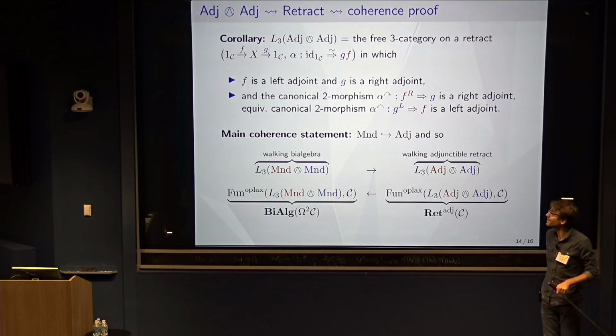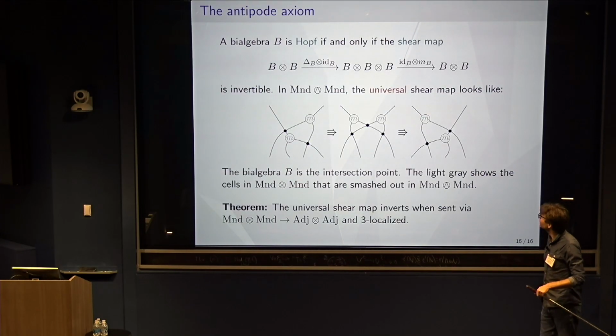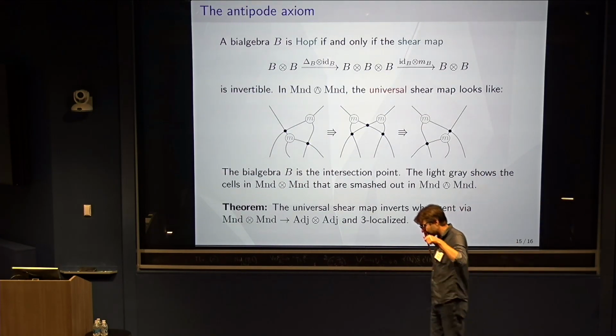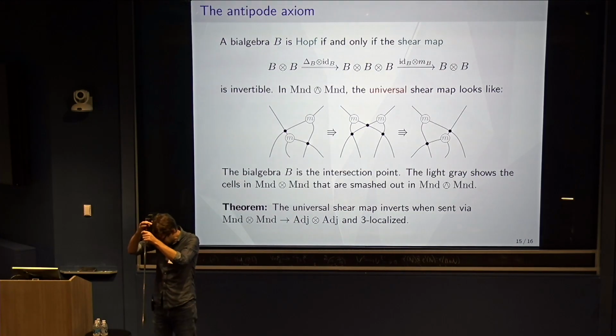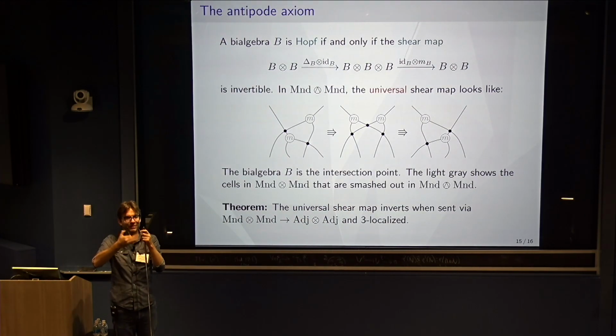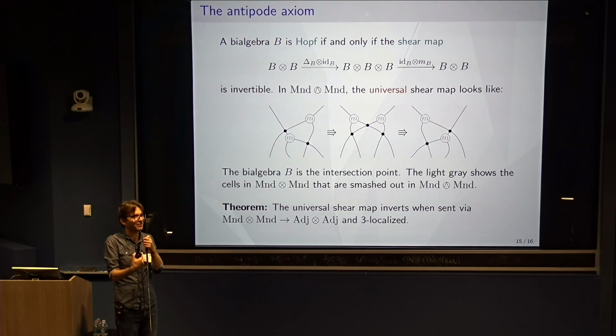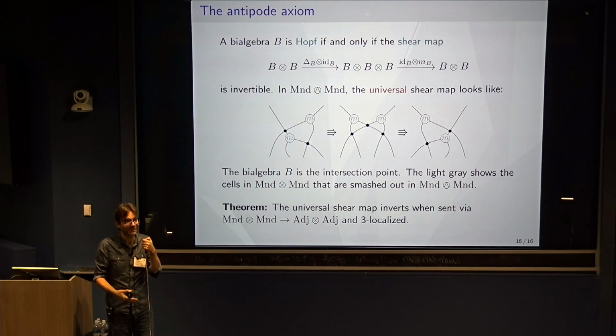So the last thing I want to tell you is about the antipode. This is what should surprise you. Every algebra can come from an adjunction, and so you might think every bialgebra should come from a square of an adjunction, and that doesn't happen.